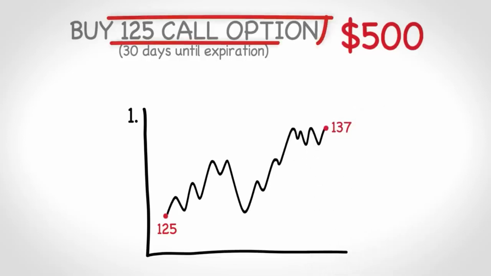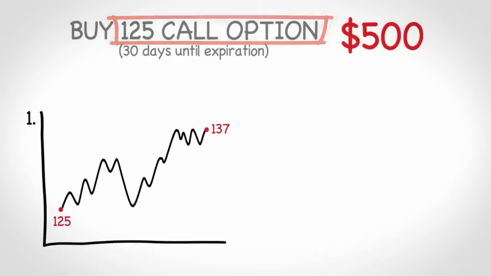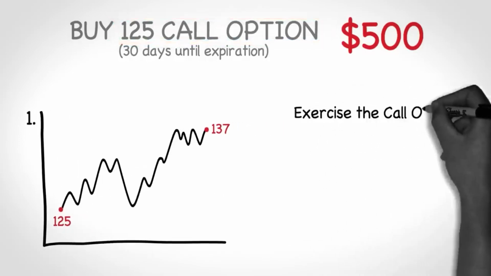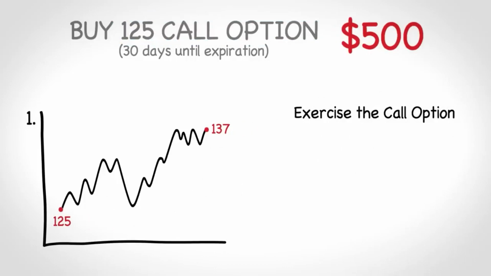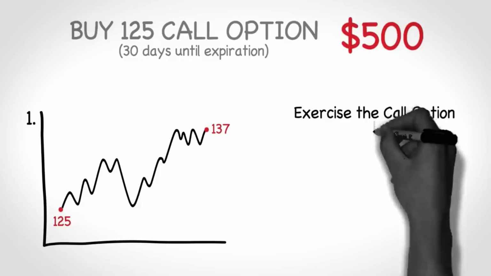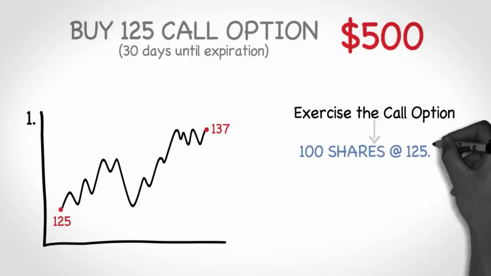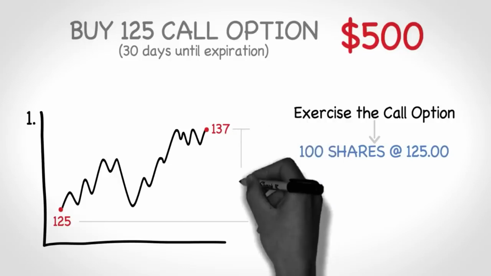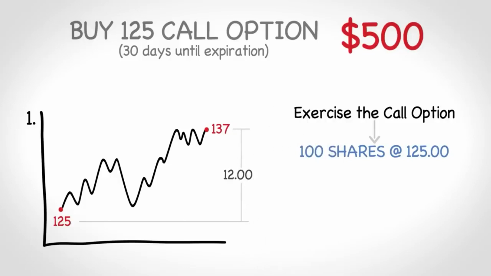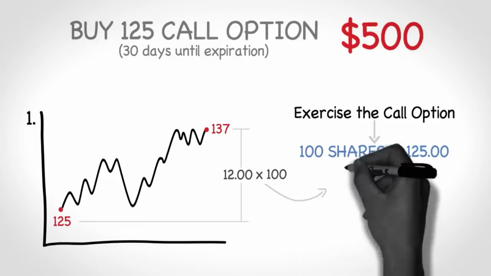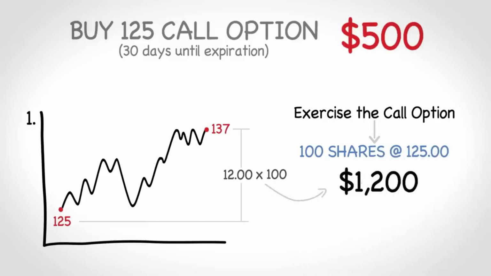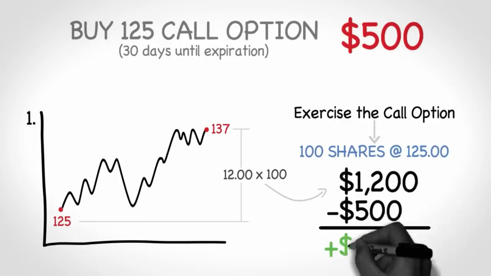Now, you own the 125 strike call option. What you could do now at this point is exercise your call option. Exercising your option just simply means that you have decided to take advantage of your right to buy stock at a lower price. So in this case, you exercise your 125 strike call option, so you now own 100 shares of stock at 125. You are up 12 points on this stock, and since you own 100 shares of stock, this means you're up $1,200. But remember, you paid $500 for the call option, so your net profit is really only $700.